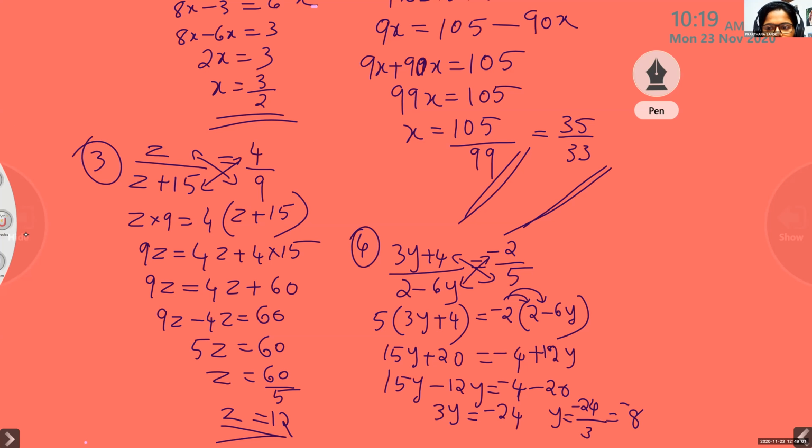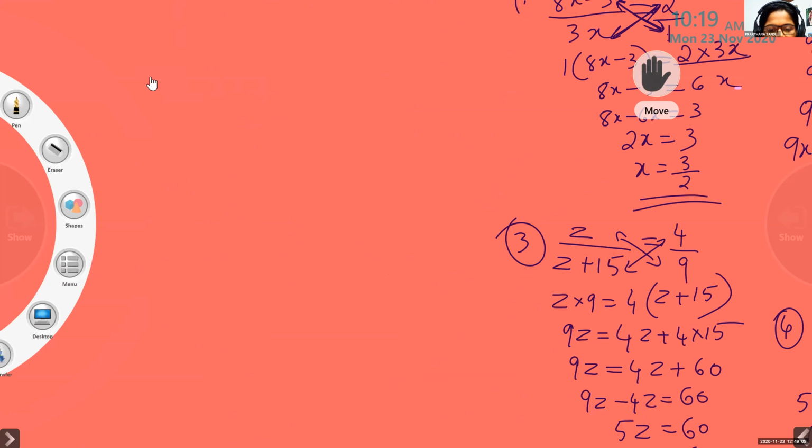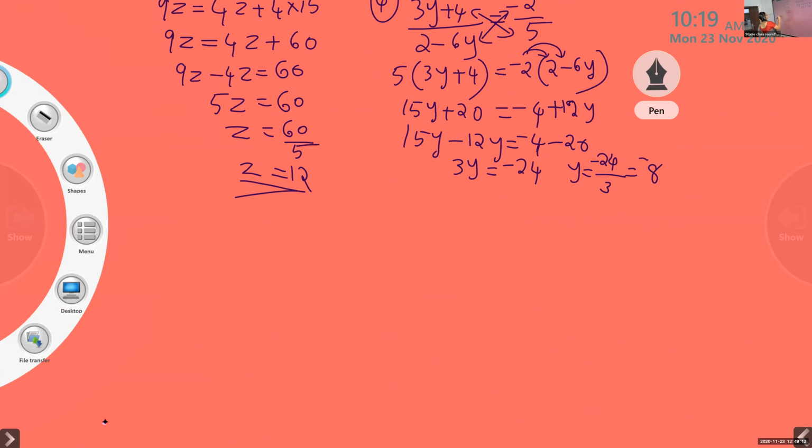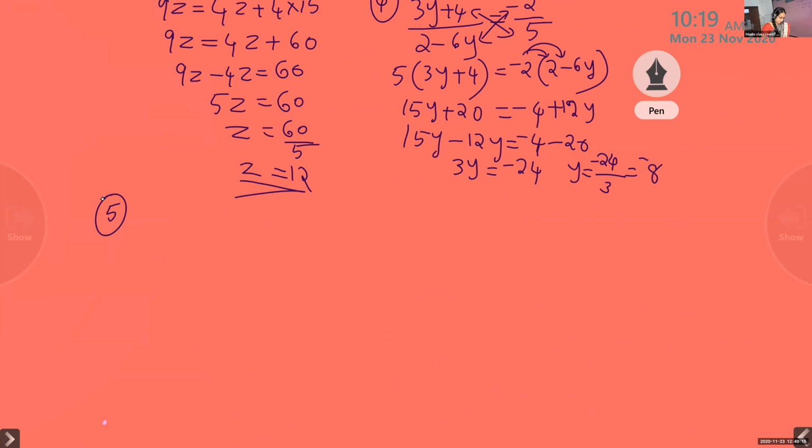Next one. Question number 5. 7y plus 4 divided by y plus 2 equal to negative 4 by 3. 7y plus 4 divided by y plus 2 is equal to negative 4 by 3.